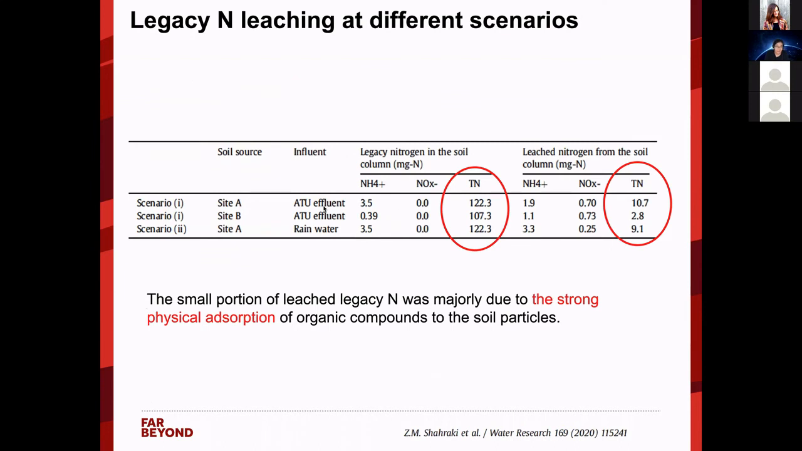Okay, so when we compare the result from two scenarios, in this summary table, if we look at the soil source from site A and compare the result from scenario 1 and scenario 2, we will find the total TN leached out were comparable at these two scenarios, although they were at different flow patterns and different duration of the test. But when we compare the leached total nitrogen with the total leachable nitrogen already stored in the soil columns, we found only a small portion, less than 10% of the leachable nitrogen was leached out during the experiment. So this small portion of leachable nitrogen was majorly due to the strong physical adsorption of organic compounds to the soil particles.